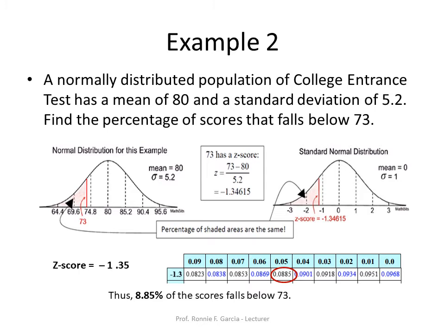So if the question is how many of these students got below 73, we can actually get the answer. If we know the number of examinees, and then we can compute 8.85% of them, then the number will be representing those who got below 73. That's our second example.